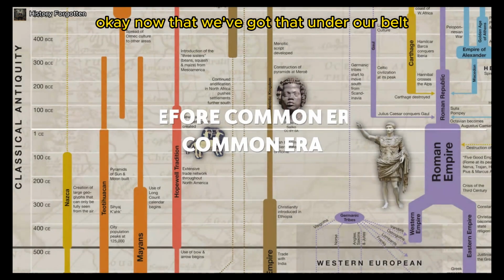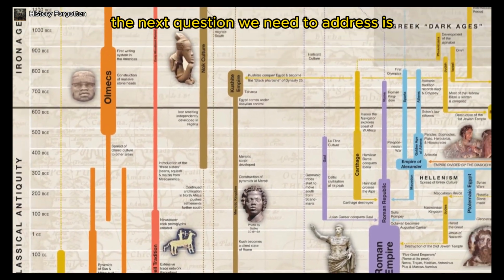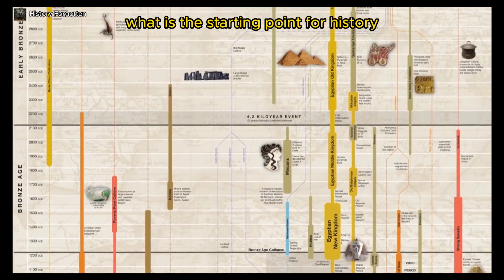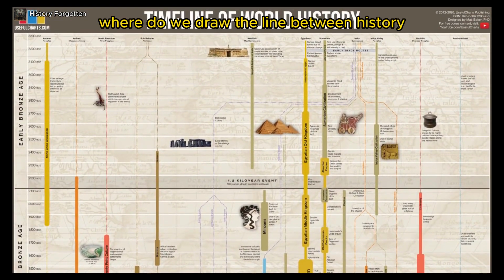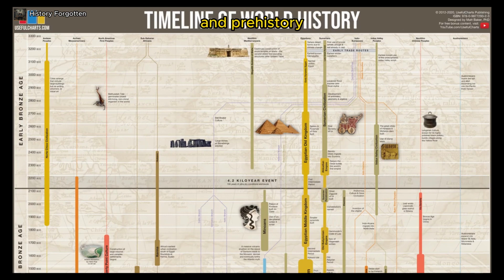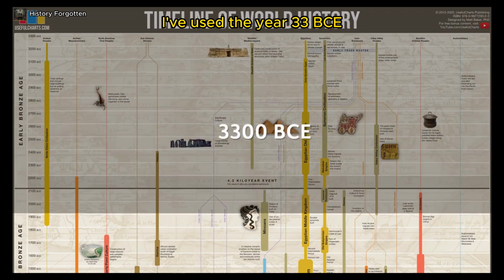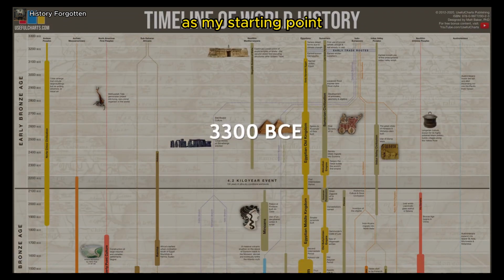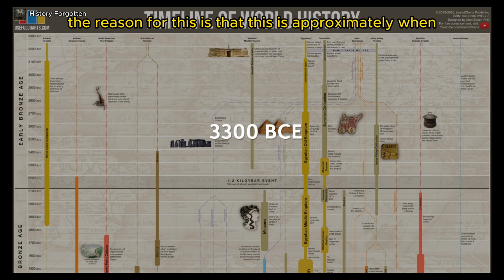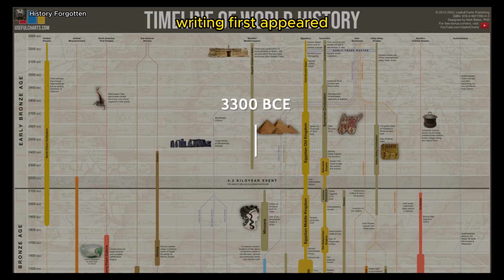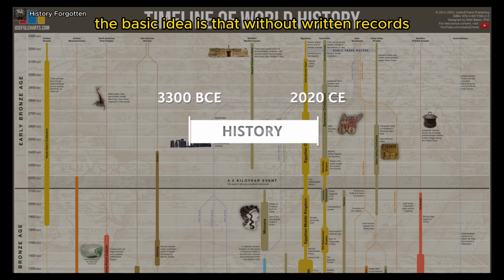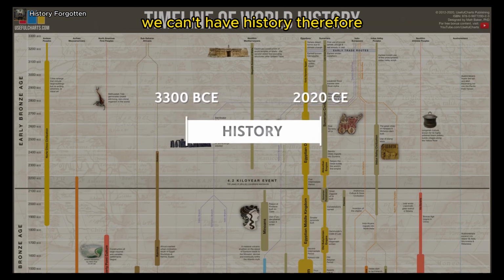Okay, now that we've got that under our belt, the next question we need to address is, what is the starting point for history? In other words, where do we draw the line between history and prehistory? Well, on this chart, I've used the year 3300 BCE as my starting point. The reason for this is that this is approximately when writing first appeared. The basic idea is that without written records, we can't have history. Therefore, everything before the emergence of the first writing systems is best categorized as prehistory.